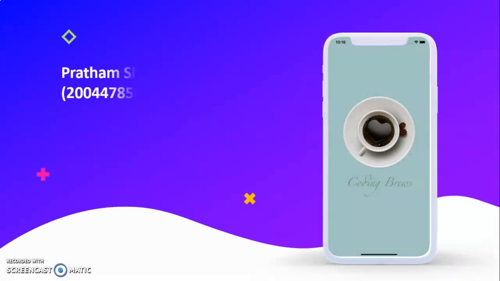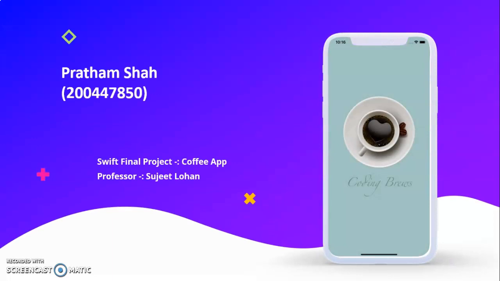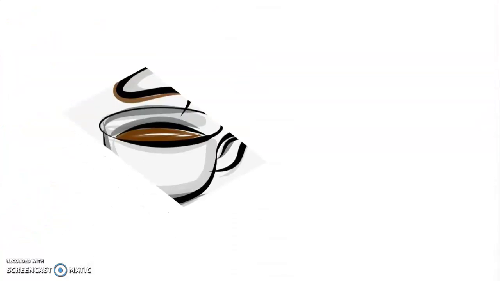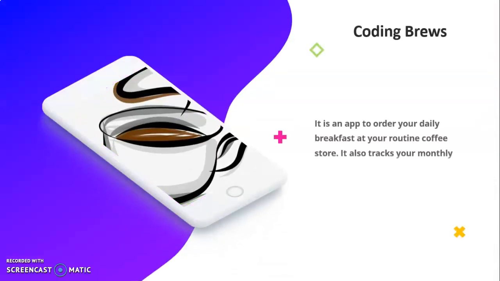So today I will be demonstrating my final presentation for the coffee app. It's not just a coffee app, you can even order food and everything over here. The name of the app is Coding Brews, and the main functionality of the app is that it will help make your breakfast order much easier, and with that you can also track your monthly expenditure on food, because it has a cool feature on its home screen where it shows how much money you spend monthly.